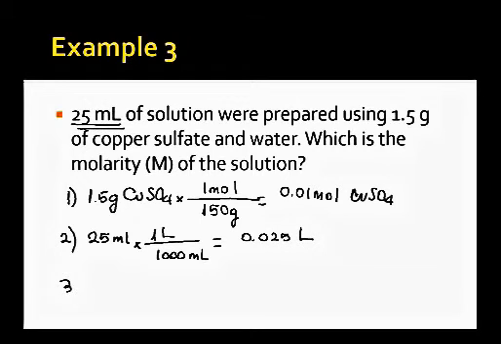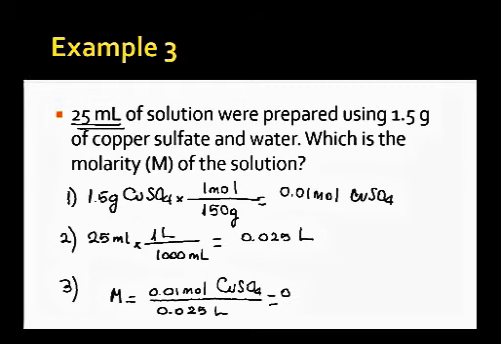And the third one is going to be calculating the molarity, which is going to be 0.01 mole of copper sulfate divided by 0.025 liters of solution. So the molarity is going to be 0.4 molar of copper sulfate. And that is going to be the answer for our next and last example.